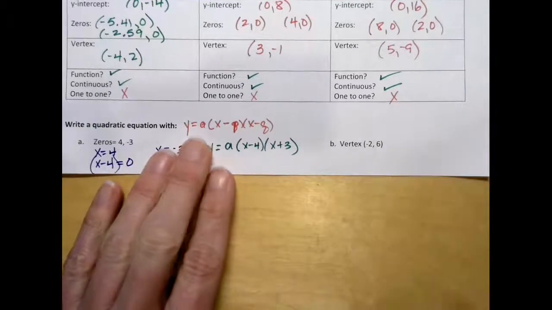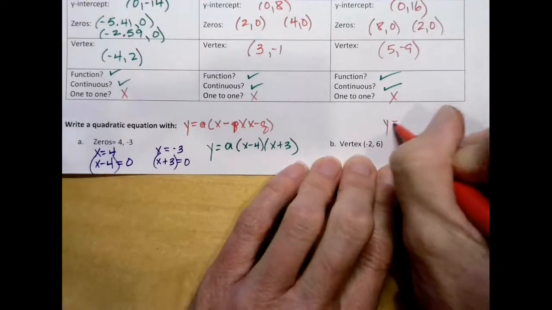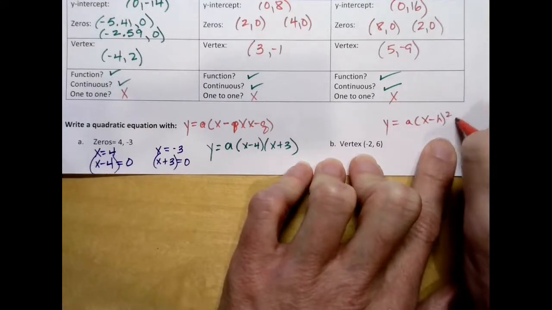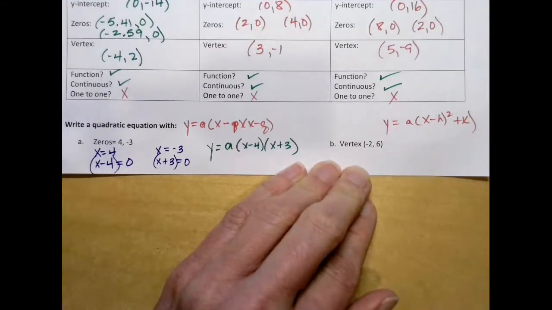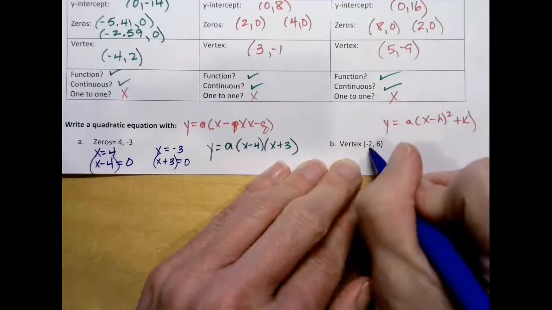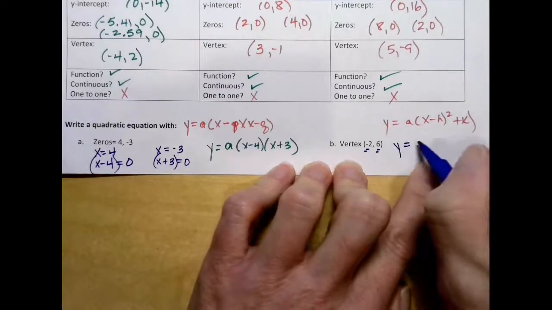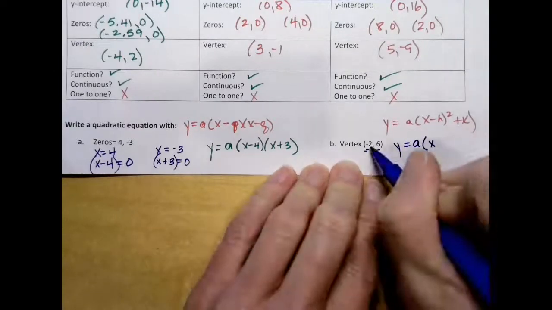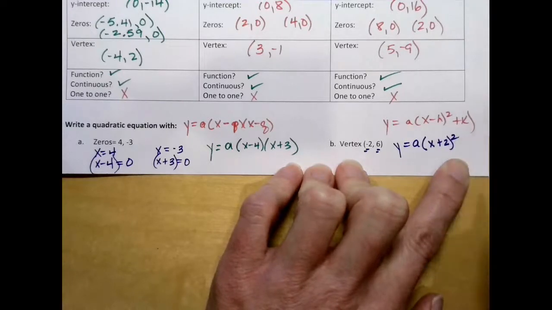All right, let's talk about vertex form. If I have vertex form, I have y is equal to some A value, x minus h squared plus k. So when I look at my equation, here are my h and k values. So y is equal to, I don't know about that A value, but I do know it's x minus negative 2, which is plus 2 squared, plus 6.